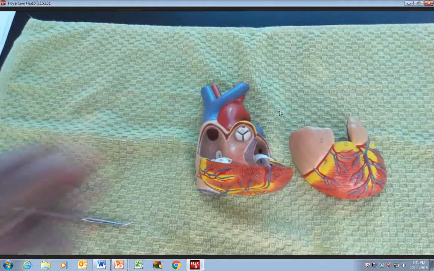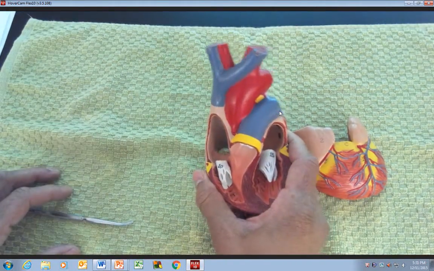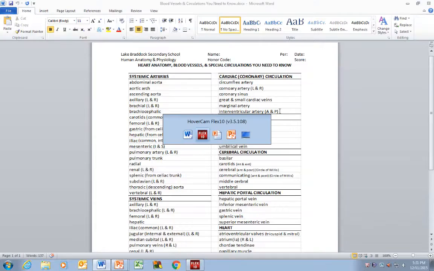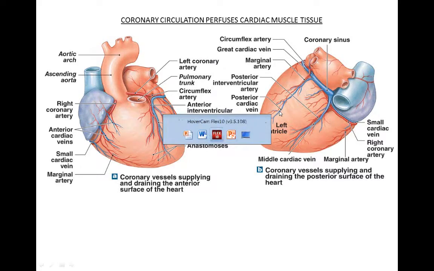My students need to be prepared to be able to identify any of these vessels, both from a picture or from the actual heart.